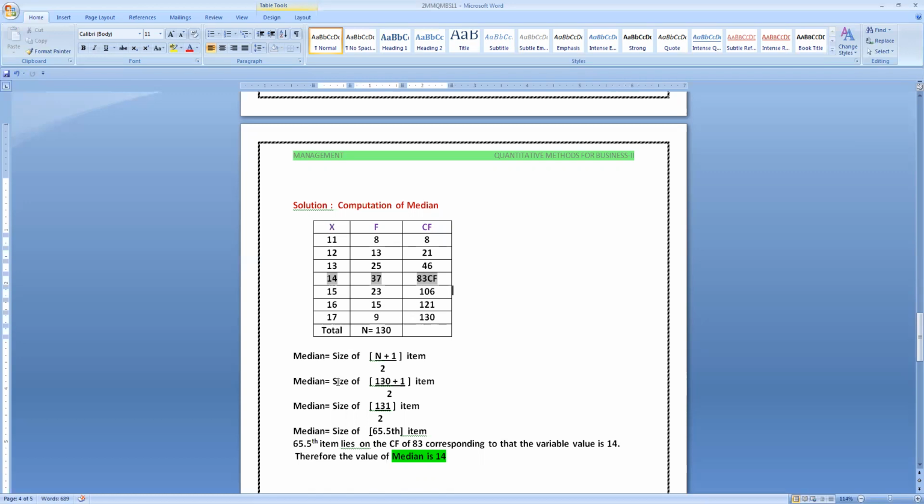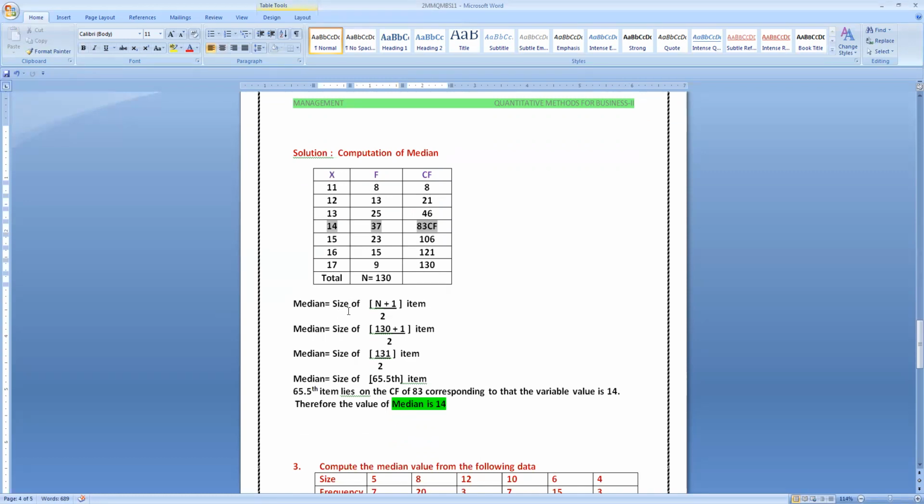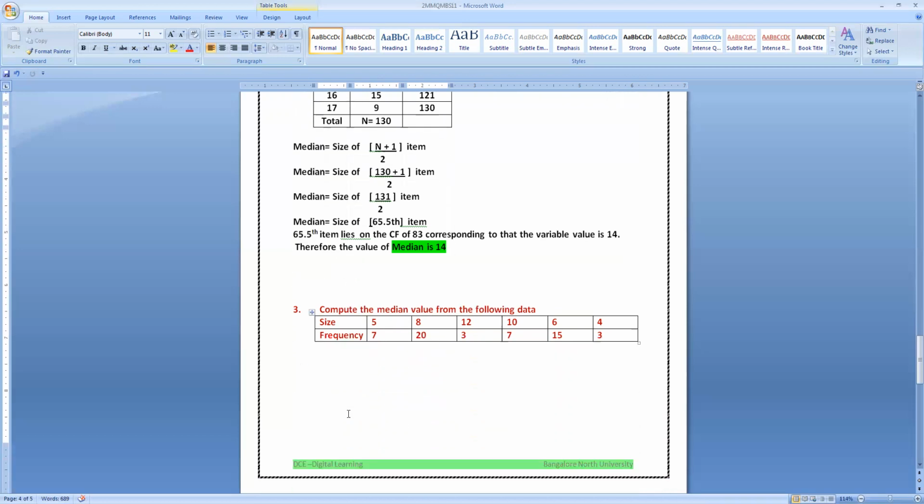Now let us apply the formula. Median is nothing but the size of (n plus 1) by 2. Therefore, with n as 130, 130 plus 1 divided by 2 becomes 131 by 2. So the median is the size of 65.5. Let us check whether 65.5 is exactly there in the CF. If not, we should go for the next highest value. 46 is there; after 46, the next highest value is 83. So 65.5 is located in this 83 CF value. Corresponding to that, the x value is 14. Therefore, 14 is considered as the median value.